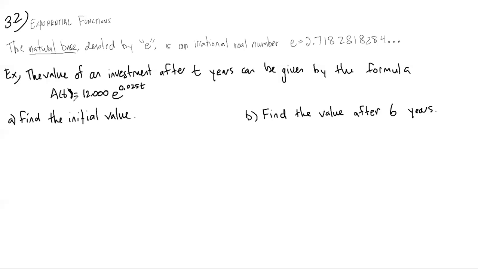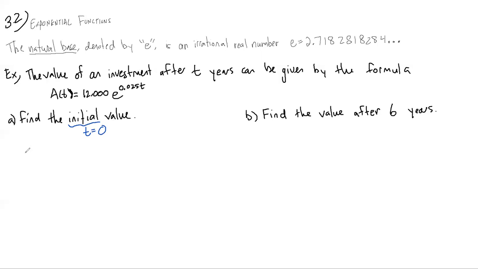So we're given this formula for the value of an investment after t years, and it's A of t. That A typically stands for annuity, the value of an annuity, a thing that gets more value over the years. And then we have this 12,000 e to the 0.025t. So first of all, we'll find the initial value. Initial just always means t equals 0.